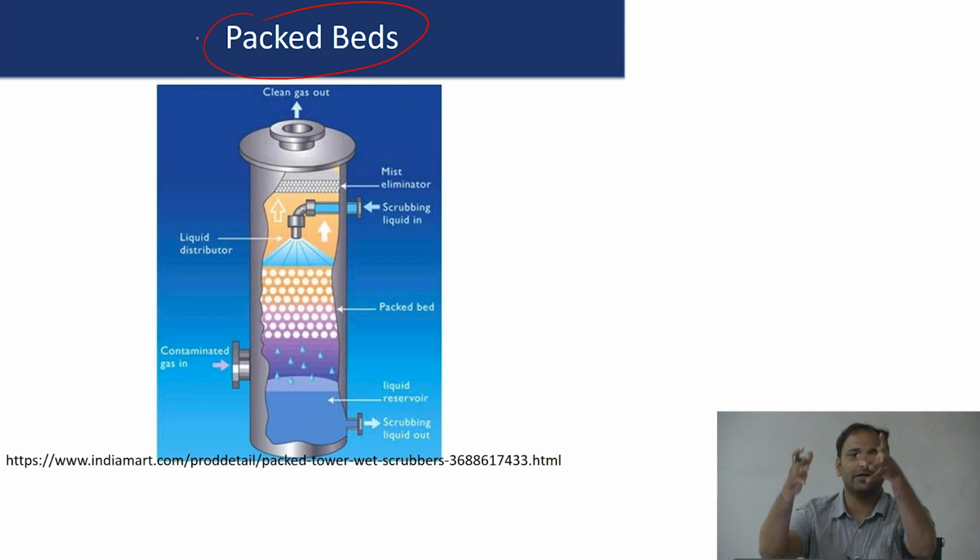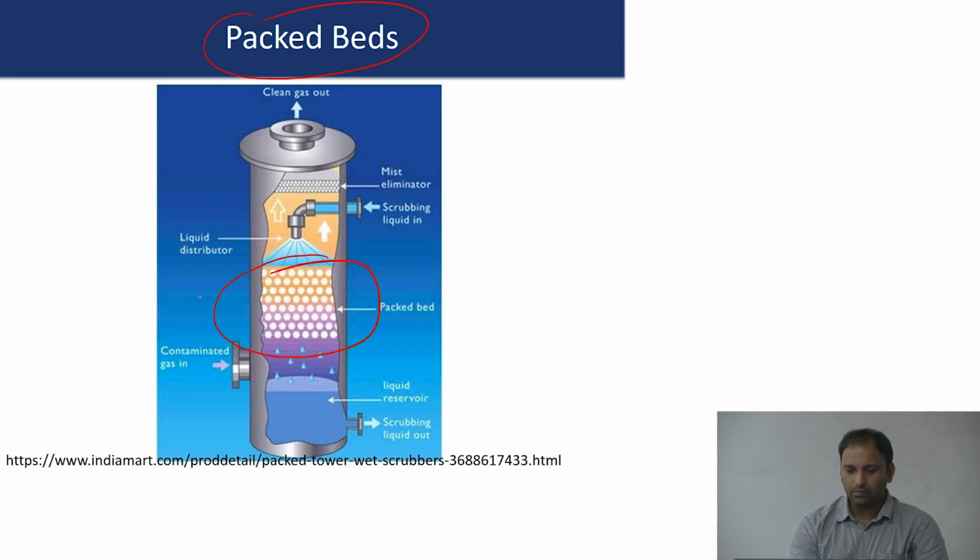What you have is basically a long column, and in the column, in the region that is marked, you see these spherical things. These are particles that are put in the column. That's what is called a packed bed: solid particles packed into a bed. Then in this particular example, there is a liquid that is coming out.